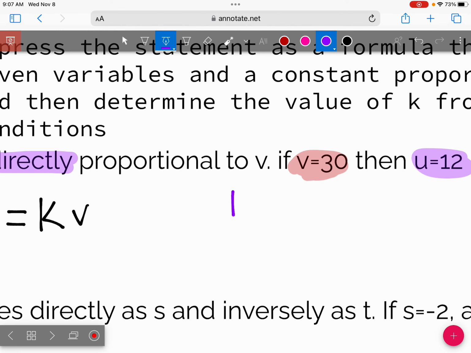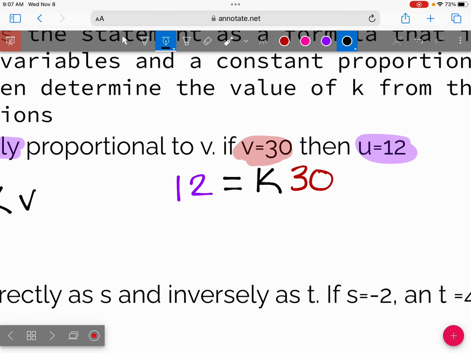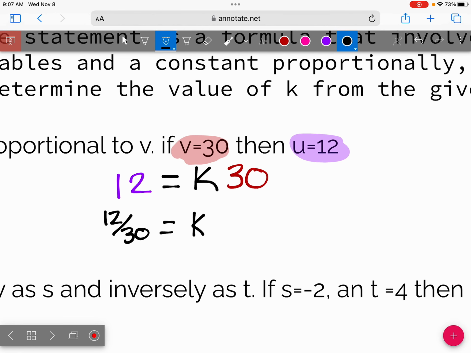So if u is 12, we don't know k, but we know v is 30. Substituting those in, it is going to be a fraction. So what is k? How do we find k? Divide by 30, and we have 12 over 30. Does that simplify? Yeah, they're both divisible by 6. So k equals 2/5.